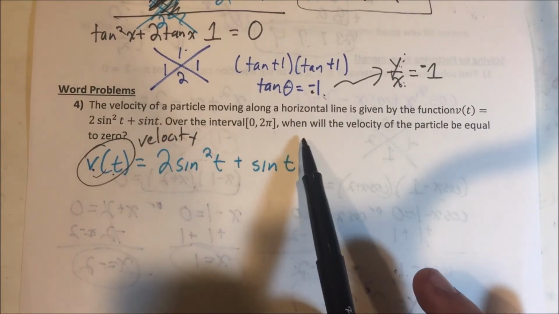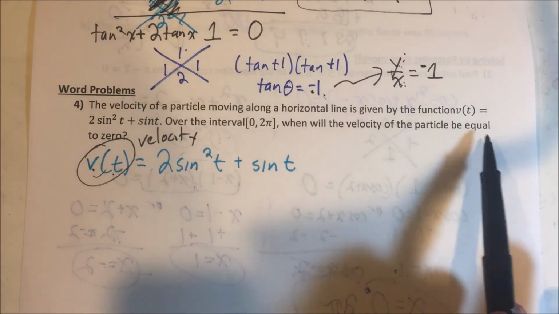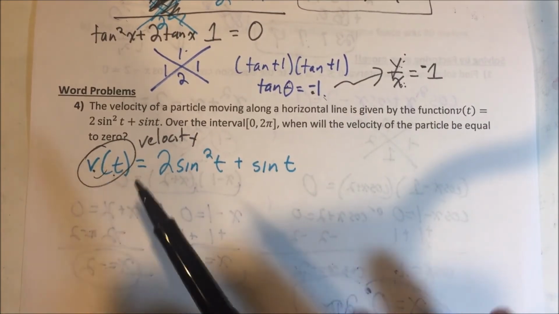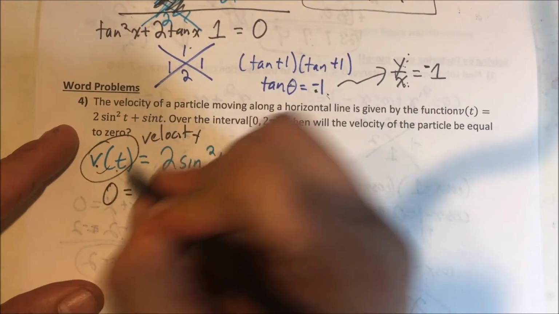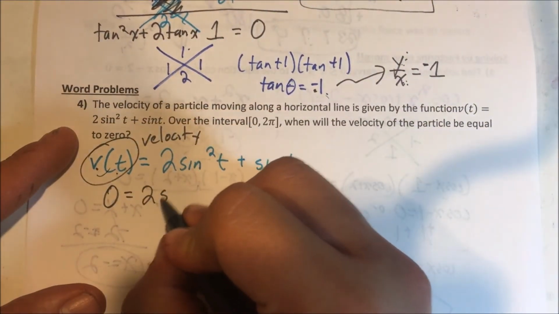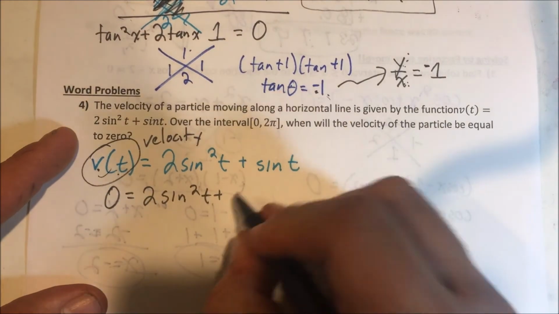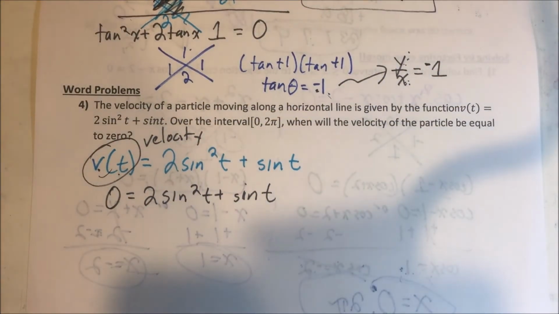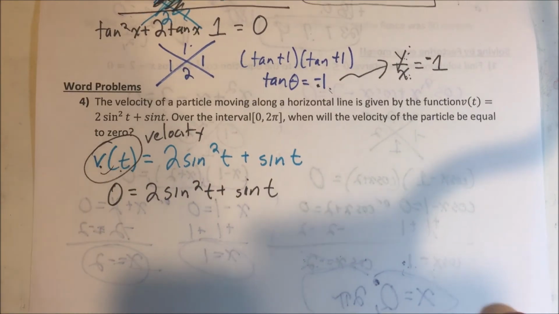So the question is pretty straightforward, right? If this is velocity, when does the particle velocity equal 0? So we want to find the t, the time when this velocity is equal to 0. Mathematically, all the equation is saying is to set this equal to 0.